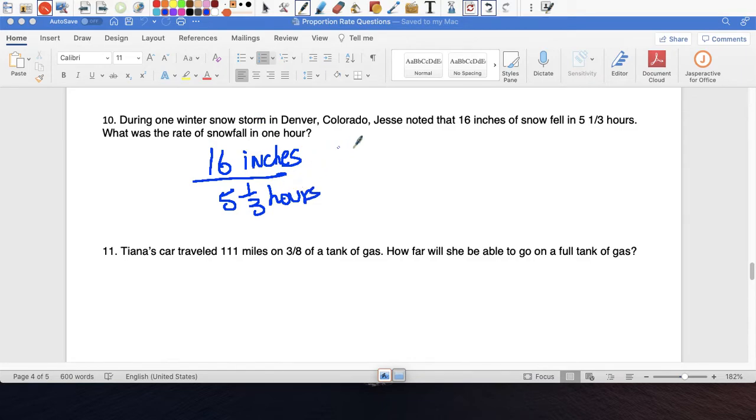Well, this particular problem, we want to find, it says, what's the unit rate? In 1 hour, how much snow? Well, if we have a calculator, we can divide this by 5 1/3, and divide by 5 1/3. And I believe it's 3 inches per hour. So it's 3 inches of snow per hour.